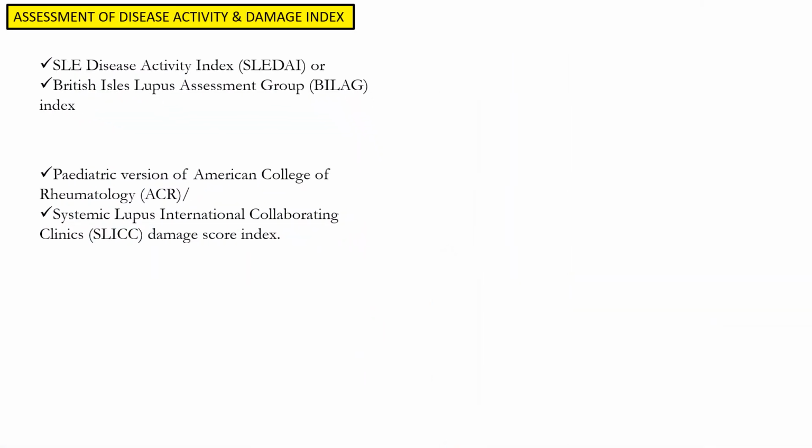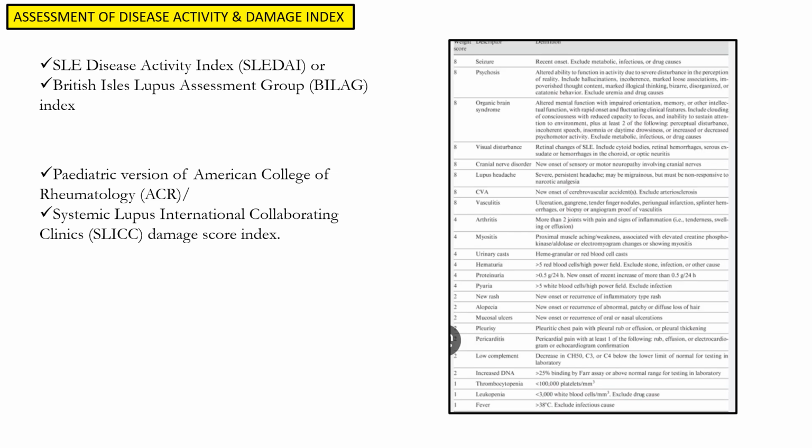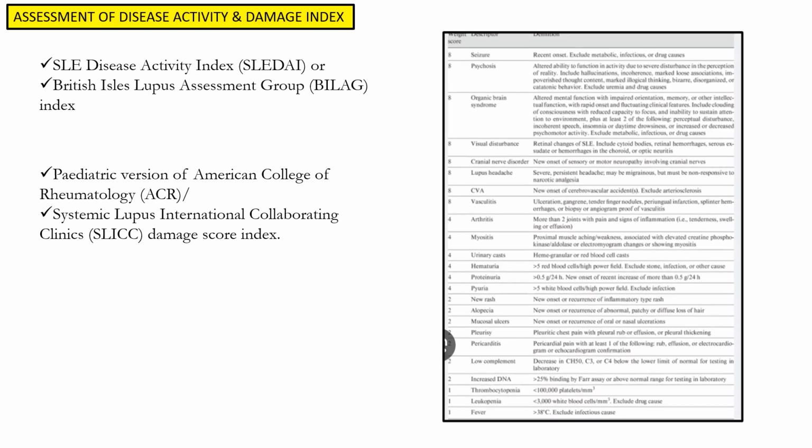We assess the disease activity and the damage index by some scores. These are the SLE Disease Activity Index, the British Isles Lupus Assessment Group, and the pediatric version of the American College of Rheumatology or Systemic Lupus International Collaborating Clinics Damage Score Index. So this is the photograph of the SLE Disease Activity Index. Here I'll show you how to calculate, how to assess.